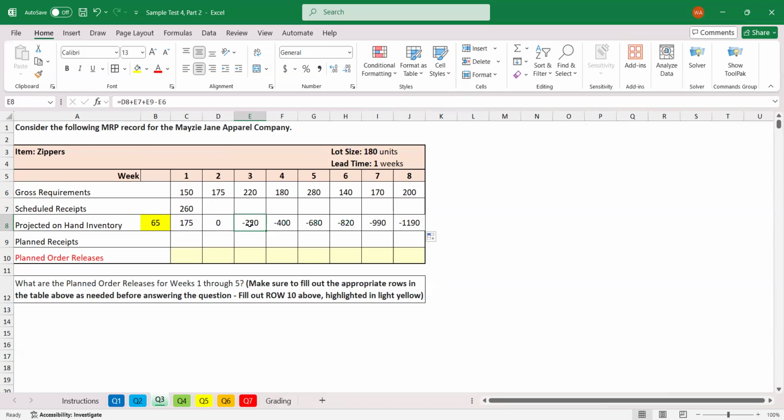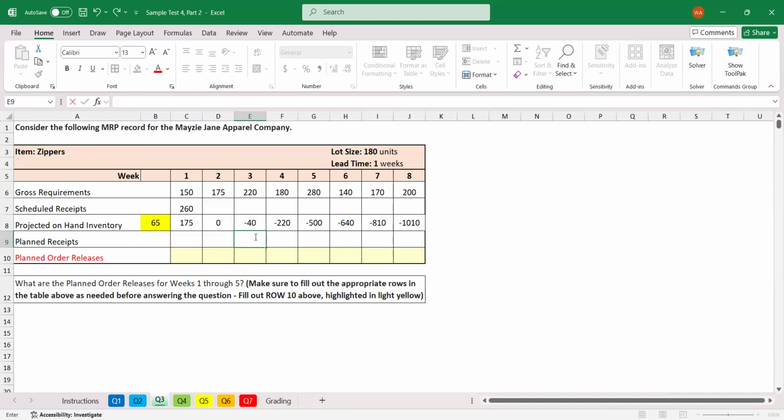Okay, so the first negative we have is in week 3. So the question you're going to have to answer here is how many units do we need to order? Keep in mind that you need to order in multiples of 180. If we just plug in 180 here, we still won't have had enough inventory. So that's not enough. So it means we're going to have to possibly double.